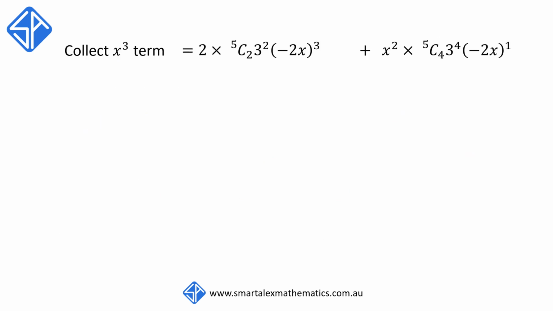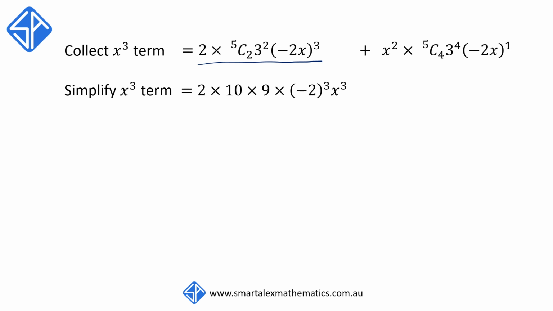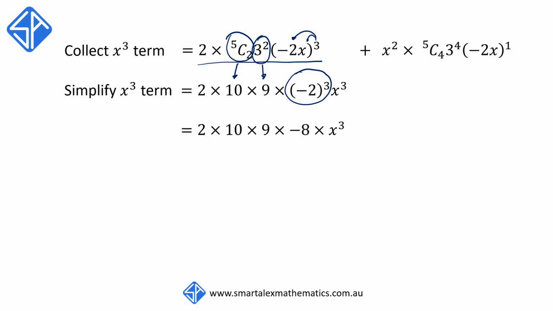Once we identify the sources of the x cubed term and collect them, our next step is to simplify them. For our first term, we see that 5C2 reduces to just 10, 3 squared is 9, the power of 3 applies to the negative 2 and the x so that we get (minus 2) cubed times x cubed. This now reduces to 2 times 10 times 9. The (minus 2) cubed will give us a negative 8 and all of these multiply to x cubed. Then putting all these into the calculator, we're going to get minus 1440 x cubed.